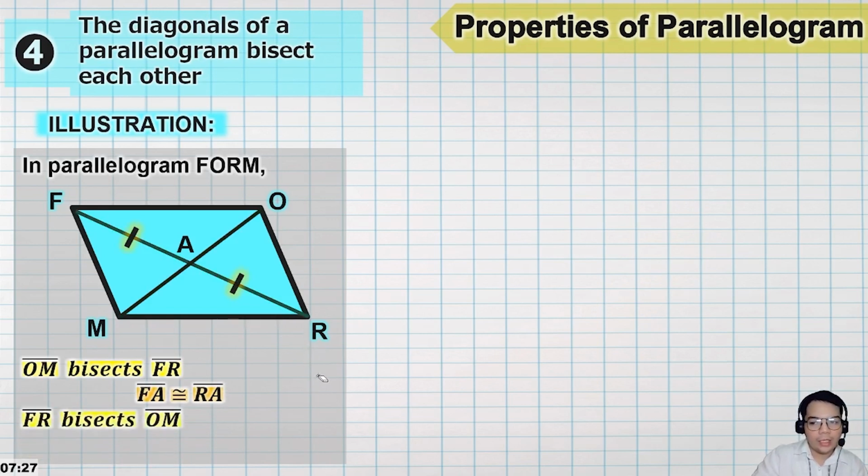On the other hand, kapag naman si FR yung nag-bisect sa isa pang diagonal which is also OM, ayan, mangyayari ay magiging congruent naman si MA dun sa segment na si OA.